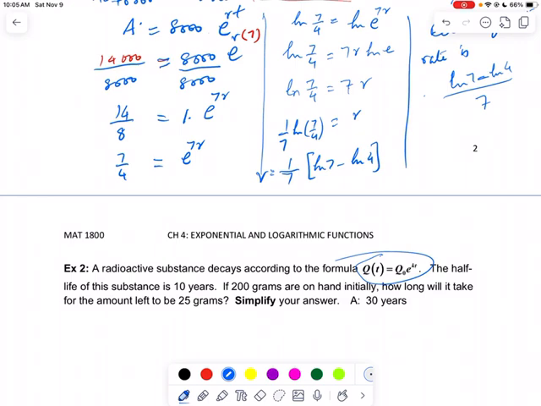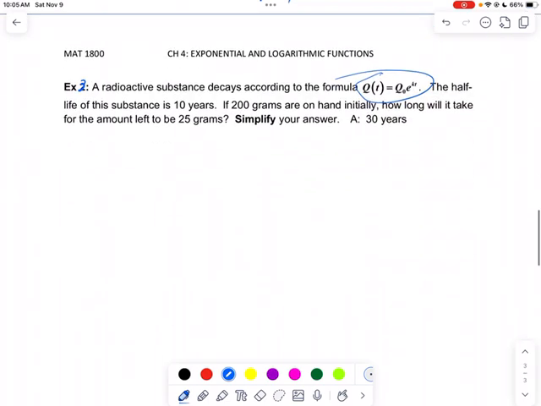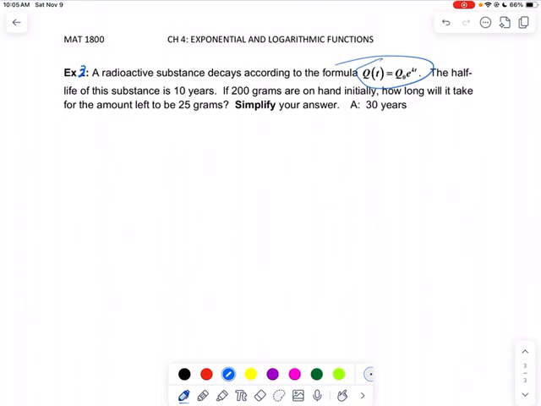So the question says, so I believe this is example number 3. It says a radioactive substance decays according to the formula Q of T equals Q naught e to the KT. The half-life of this substance is 10 years. What is half-life? So half-life is the time in which the amount of radioactive substance becomes half of the original amount. Okay.